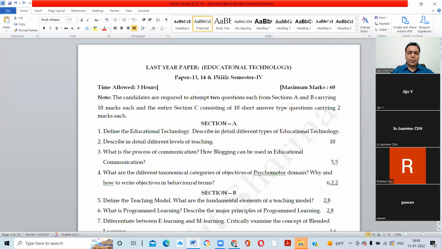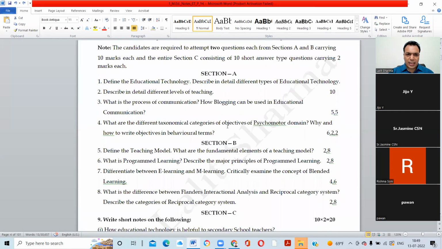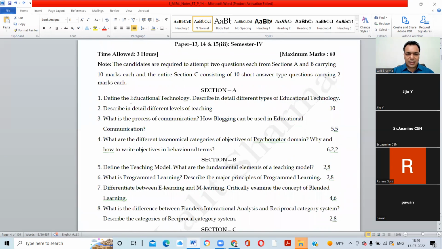So this is your last year paper. Okay, syllabus we have done, we have made a strategy, you have noted all the questions you have to do. I have given you the notes, and even the last year solved paper. See, this is last year's paper. The question has come: define educational technology, describe in detail different types of educational technology. Look, the same question has come, right?